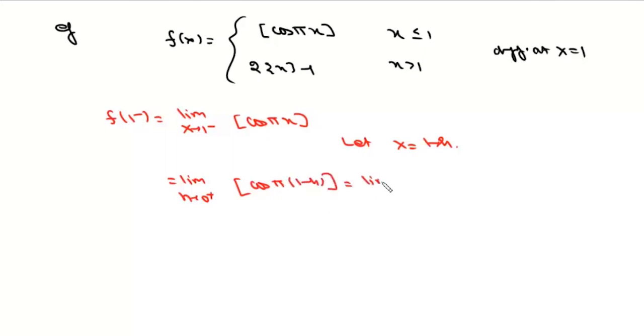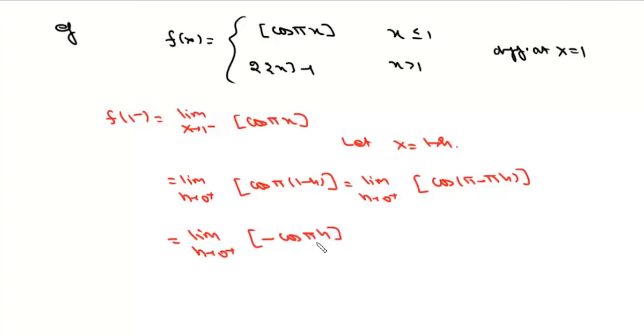We can write this as the limit h tends to 0 positive. Now this is cos pi minus pi h. Now cos pi minus theta is minus cos theta. So it will be this limit h tends to 0 positive greatest integer function of minus cos pi h. Now this pi h is nearly 0, and cos 0 positive is a value lying between 0 and 1. And with this minus, it will be a value lying between minus 1 and 0. So its greatest integer function will be minus 1.